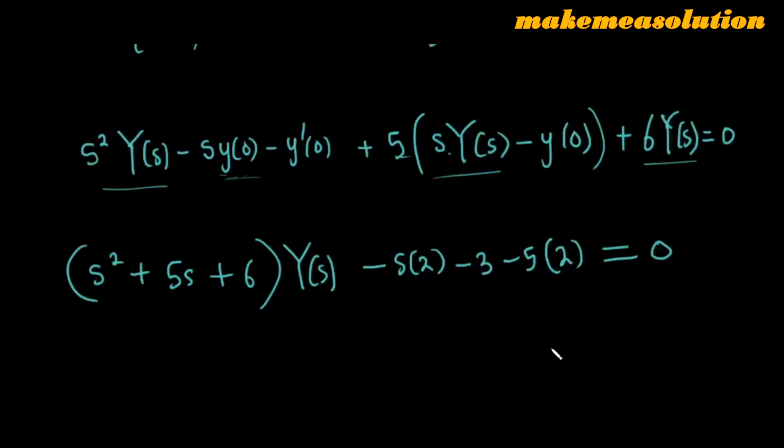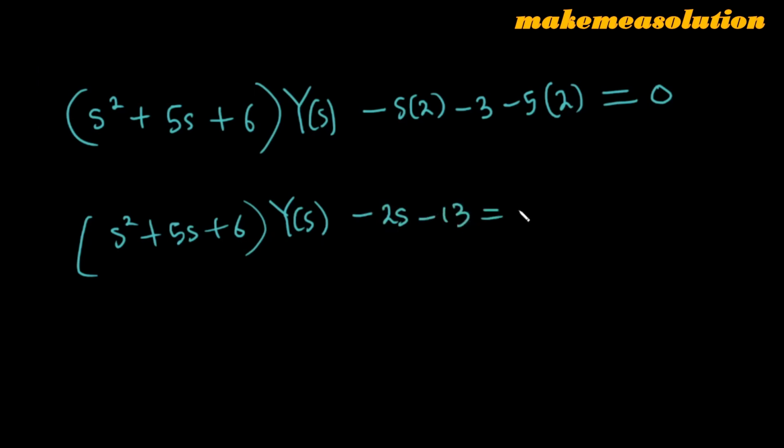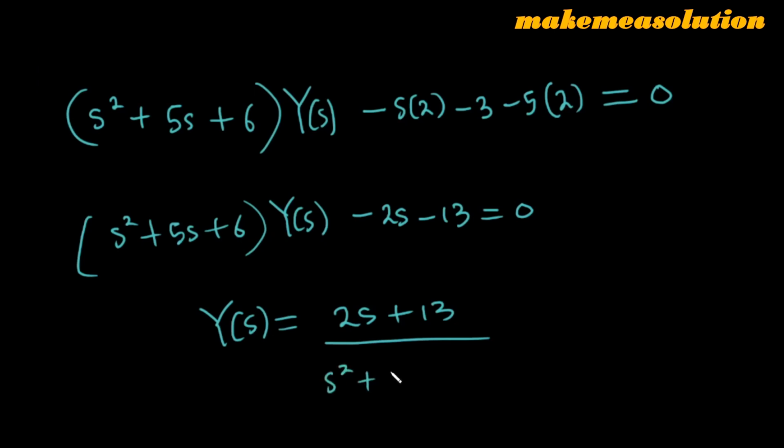Okay, so let's continue if you're here with me. So I have an s squared plus 5s plus 6 times Y of s. Then you now have minus 2s. If you evaluate this, minus 3 minus 10 gives you a minus 13 equal to 0. So you can have that your Y of s is going to be 2s plus 13 divided by what? s squared plus 5s plus 6.